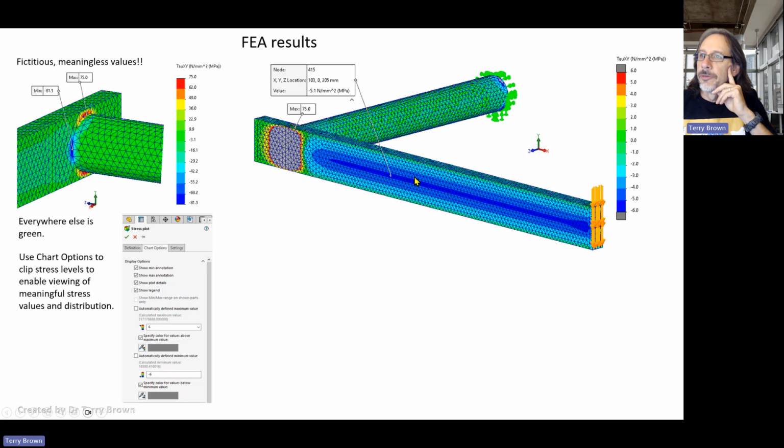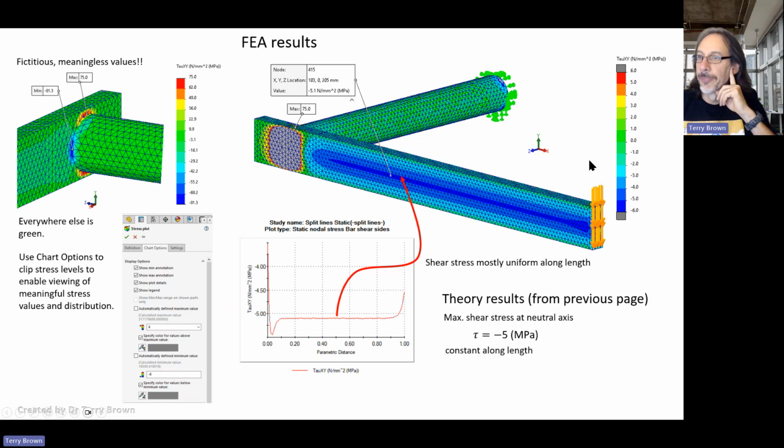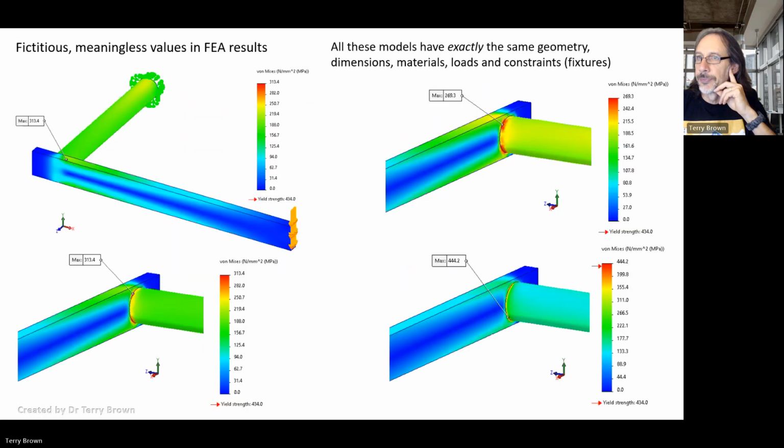So you get a value of 5, and note that it's negative, right? So in the previous slide, I said that the shear stress is negative. SolidWorks agrees with me. Not that that makes me right. Anyway, so shear stress is mostly uniform along the length there, closely corresponding to what we had theoretically.